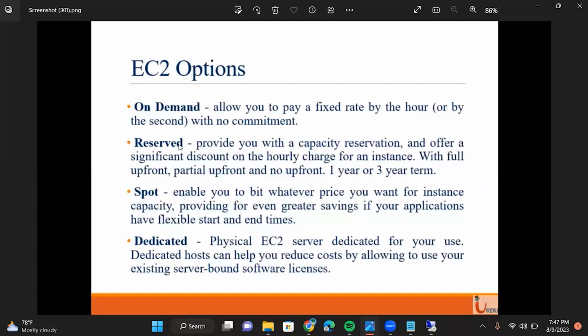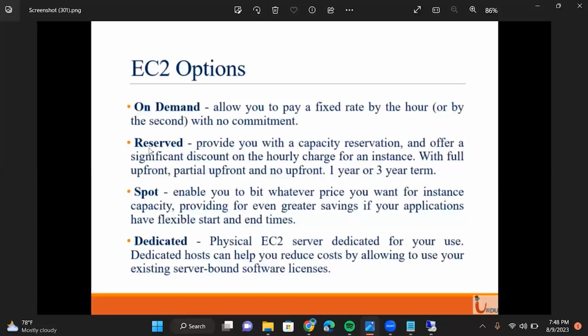Sorry, I got some mix up. On demand, you are paying a fixed rate with no commitment. It means that whatever services you are using, you are only paying for that. So the bill and the pay depend on your demand.